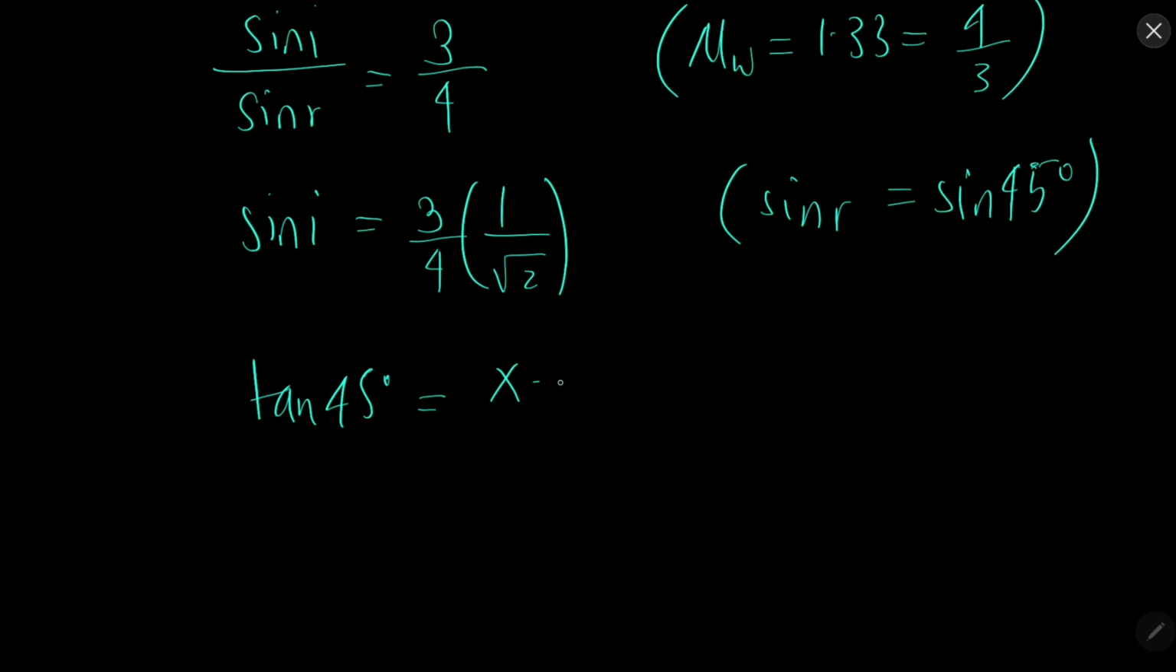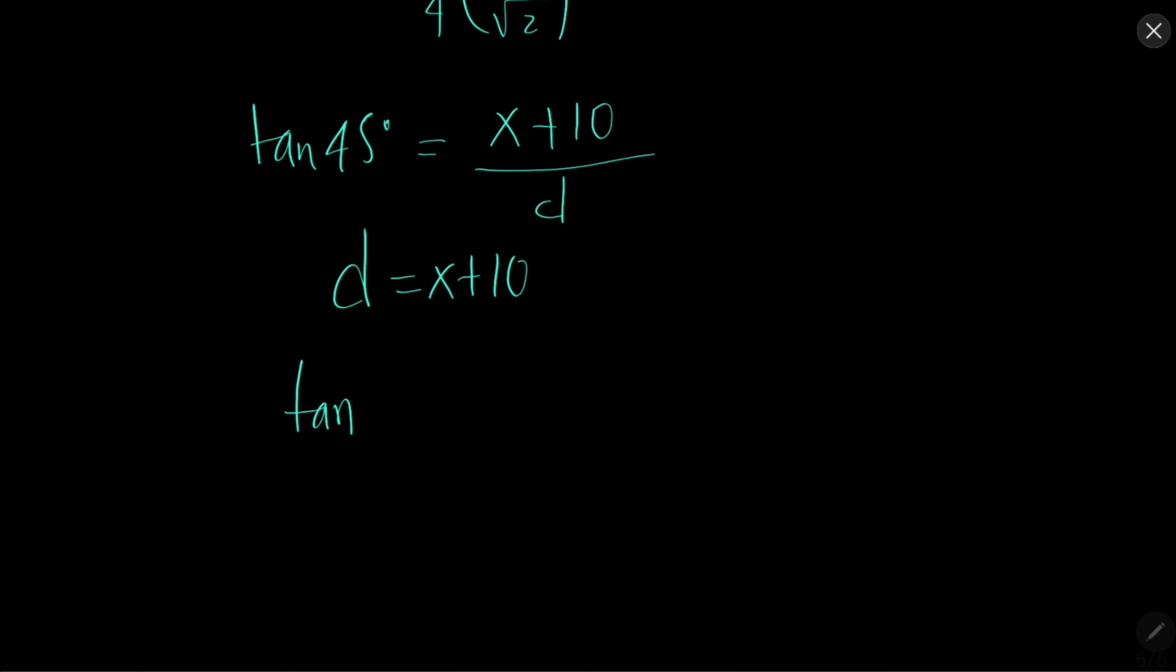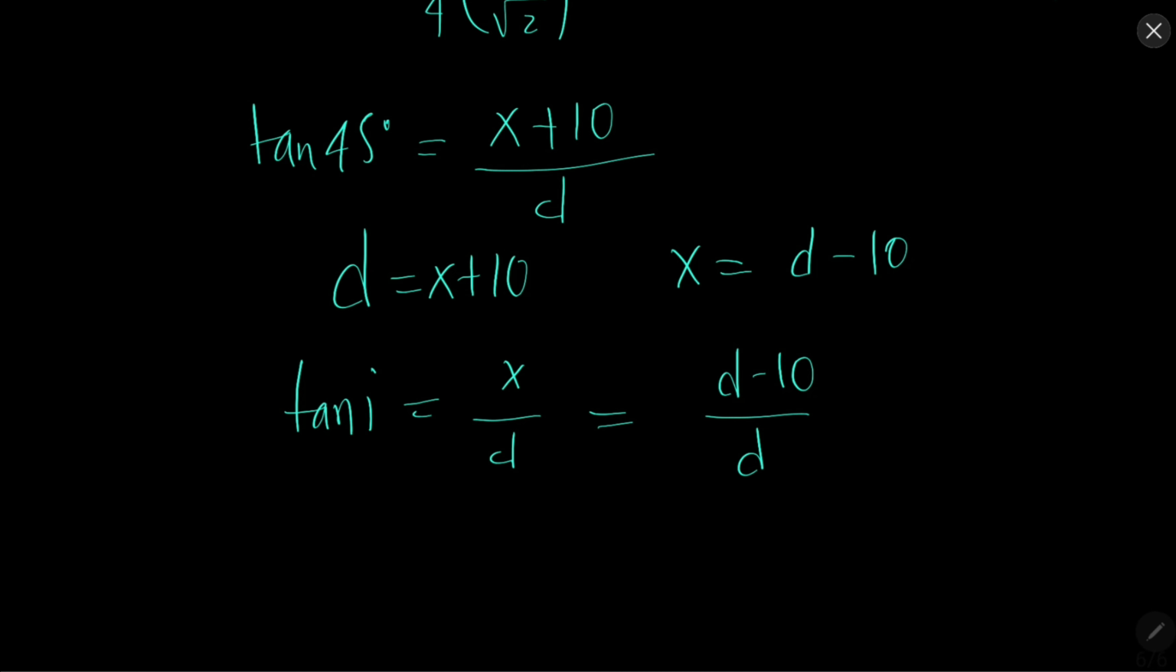Tan 45 will be x plus 10 over d. D will be x plus 10 because tan 45 is 1. Now tan I is x by d, which will be x by x plus 10. Or if you want to find d, you can find that also. X will be d minus 10. So from this d will come out to be 26.7 centimeter, because tan I will be 3 over root 23.